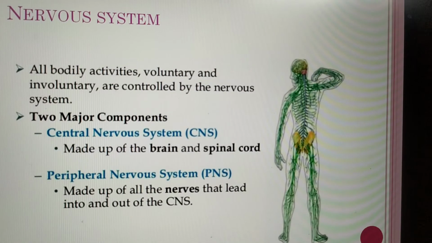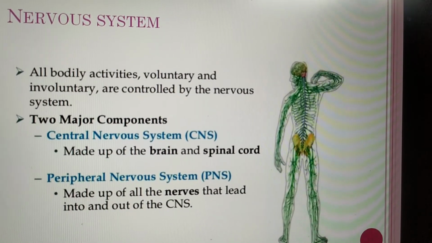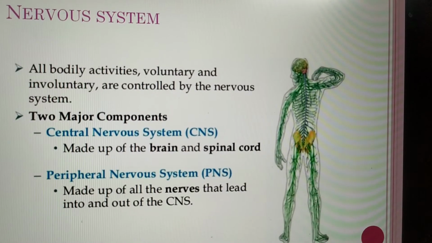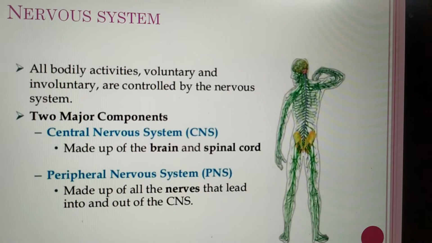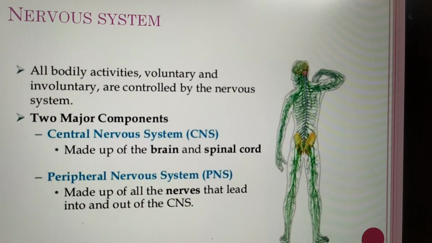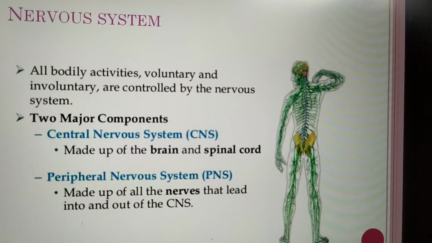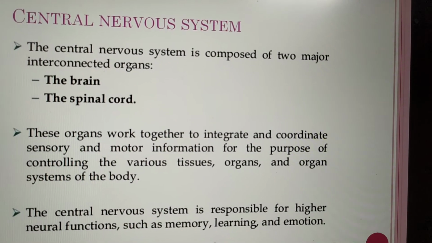So there are two major components of the nervous system: the central nervous system and the peripheral nervous system. The central nervous system basically consists of the brain and spinal cord. The peripheral nervous system consists of all the nerves that lead into and out of the central nervous system. That means all the nerves which are connecting the brain with the spinal cord and which are going in as well as coming out from the central nervous system. So first we will study the central nervous system.